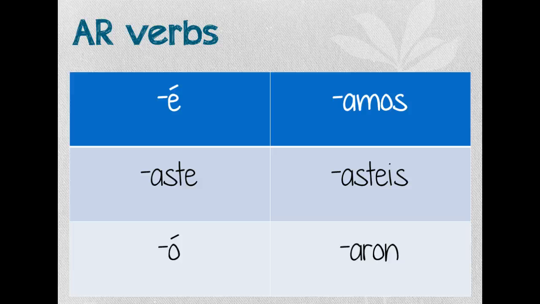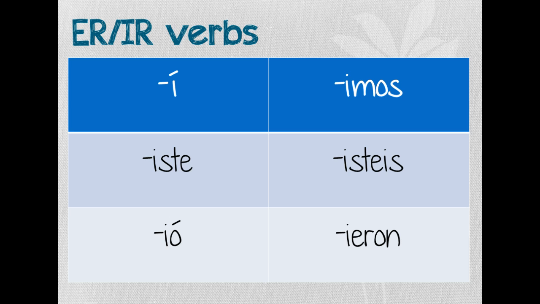So let's get started by reviewing a little bit of the preterite tense. There are a lot of irregulars in the preterite tense. We also have AR verbs and then ER/IR verbs, which have different endings. So AR verbs in the preterite tense, the verbs that are regular, have these endings: é, aste, ó, amos, asteis, and aron. ER/IR verbs have the same endings as each other, but the endings are different from AR verbs. So ER/IR verbs that are regular end with í, iste, ió, imos, isteis, and ieron.